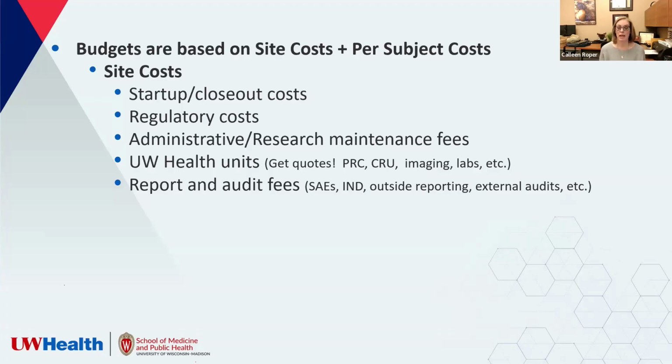UW Health units, we have to get quotes if you're going to work with the pharmacy at UW Health, if you have a drug that's having to be administered, if you need to work with the clinical research unit, or if you have imaging, if you're working with radiology at the hospital, or the Wiseman or Wimmer centers, or if you're doing labs. Are we doing local labs through the hospital, or are we sending them off to the sponsor's central lab? All of these things are important for building this budget and knowing who we have to work with, because these units, PRC, CRU, imaging, they'll have their own startup costs separate from you as a department.